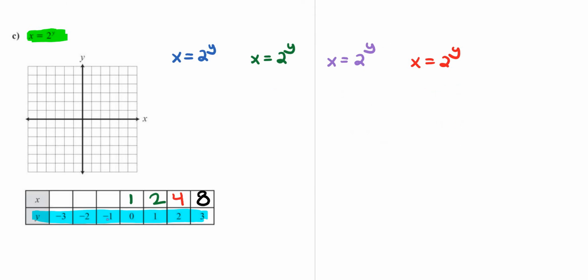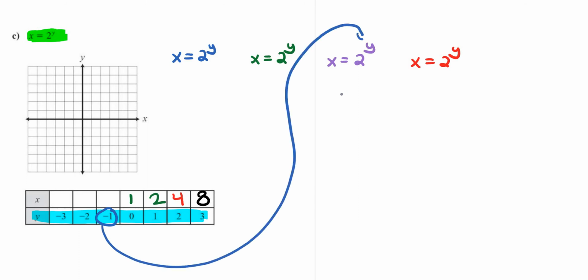And our first negative number that we need to consider is -1. So let's go plug that in over here. So that's going to be 2 to the power of -1, and 2 to the power of -1 is going to be 1/2. So when y equals -1, x is going to be 1/2.